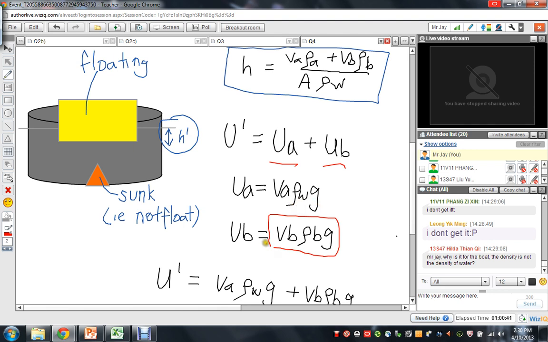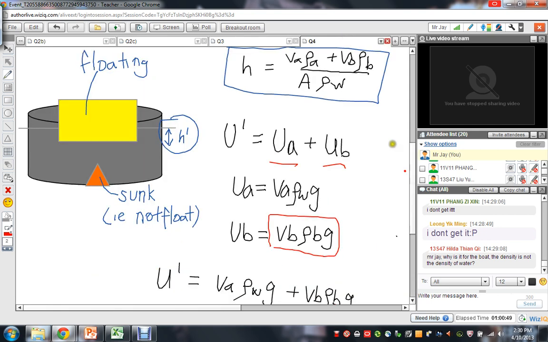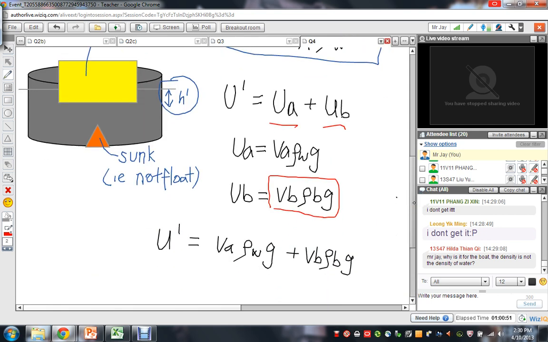But for the boat, it's partially floating, so I don't know how much of it is submerged in the water. But I do know that it fulfills the special condition of flotation, so the upthrust is equal to its weight. And the weight of the boat is just the volume of the boat times the density of the boat times g.